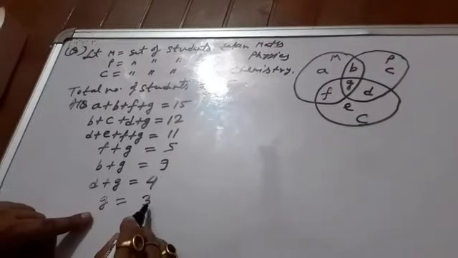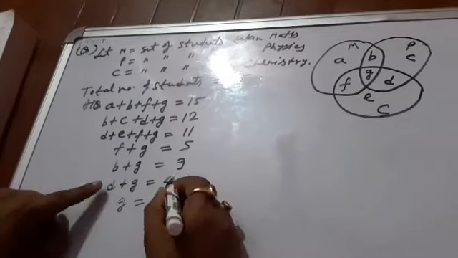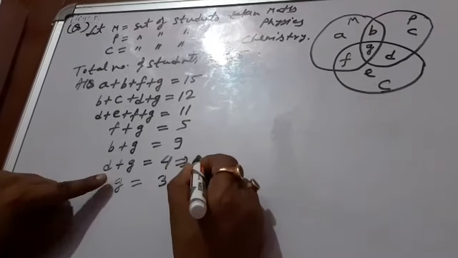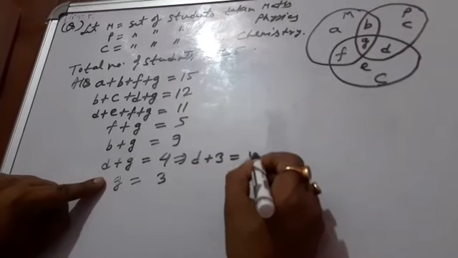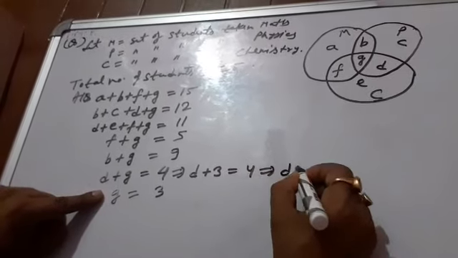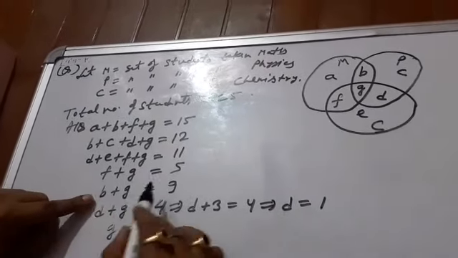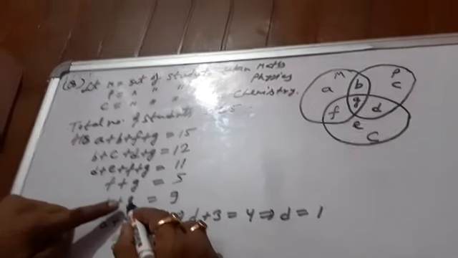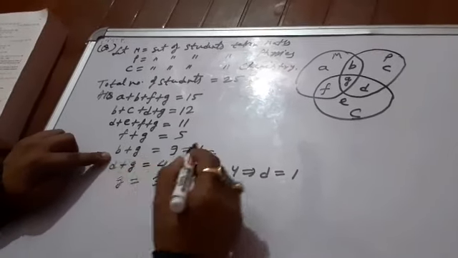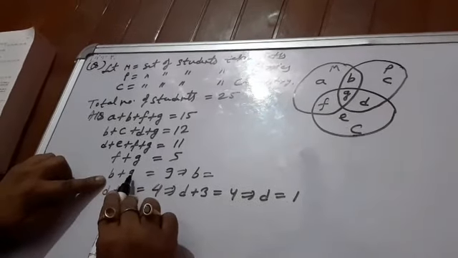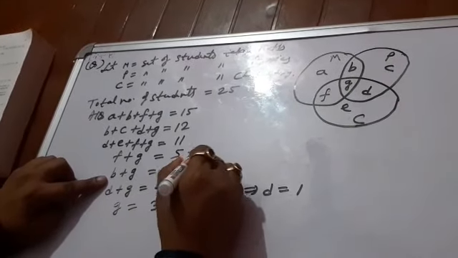Here, you got the value of G is 3. Put here the value of G is 3. Then from here you will get the value of D. D plus 3 is equal to 4. Out of this you will get D is equal to how much? 1. Now listen. Here B plus G is 9. Put here the value of G is 3. From here you will get the value of B. B plus 3 is 9, then B is 6.